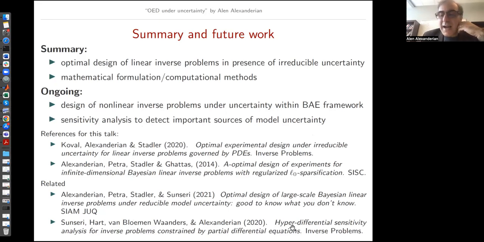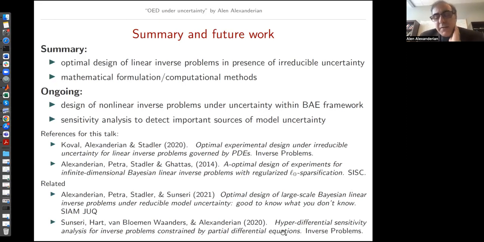We call this the hyper-differential sensitivity analysis. This is a collaboration with colleagues from Sandia, Bart van Bloemen Waanders and Joey Hart, and Isaac Sunseri, who was one of my grad students. And we have another paper too, but this one would be a good one to start with if this piques your interest. There we systematically show how you formulate the sensitivity analysis problem when you want to do post-optimal sensitivity analysis of the solution of the inverse problem, and then how you compute it, because it's quite expensive.